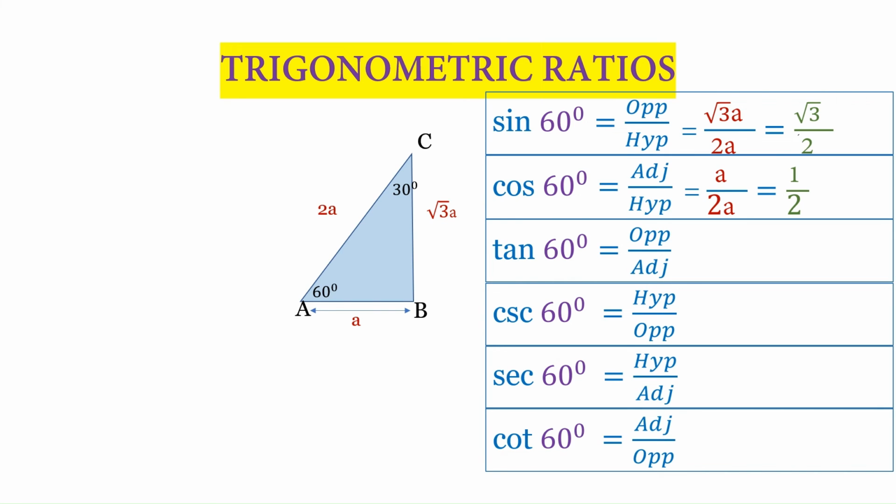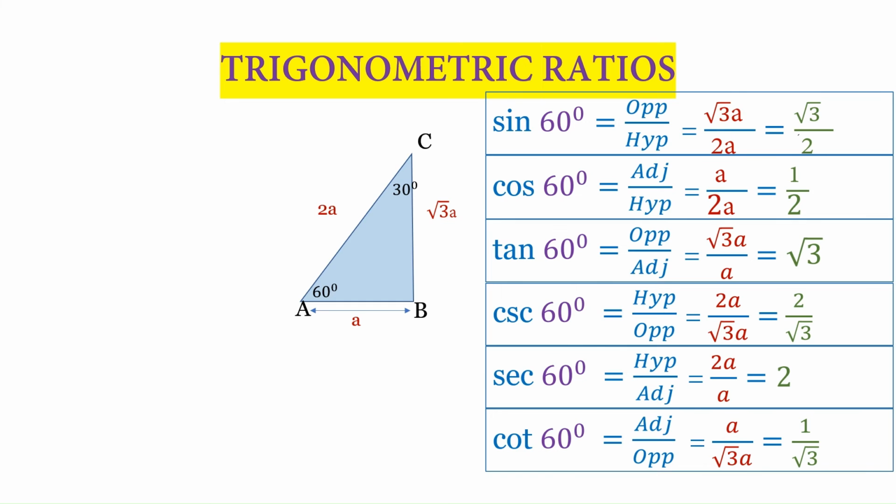Tan 60 is opposite by adjacent. Opposite is root 3 a by a, which gives root 3. Cosecant 60 is hypotenuse by opposite, 2a by root 3 a gives 2 by root 3. Secant 60 is hypotenuse by adjacent, 2a by a gives 2. Cot 60 is adjacent by opposite, a by root 3 a gives 1 by root 3. So these are the values for 60 degrees.